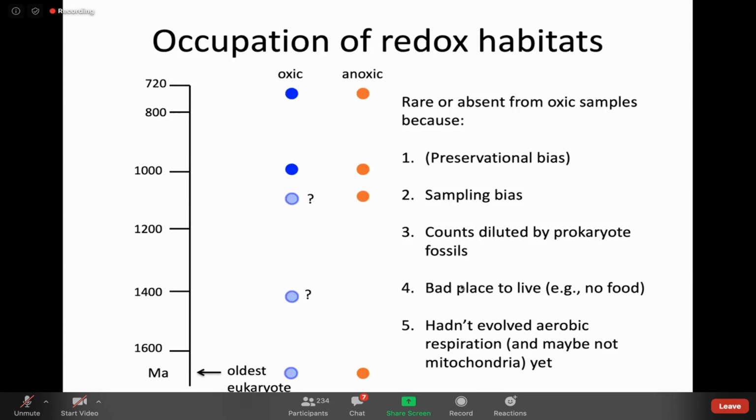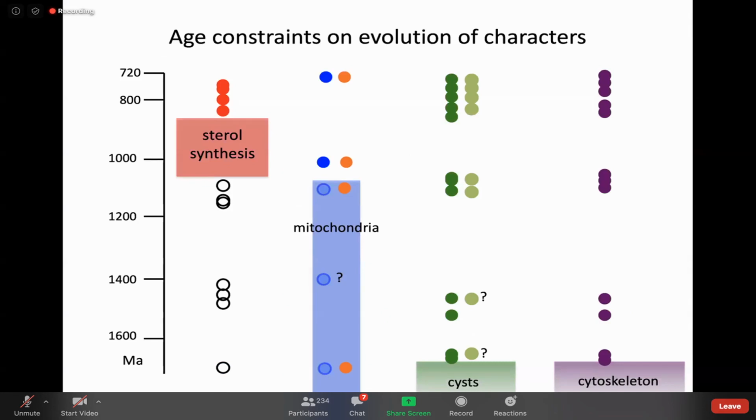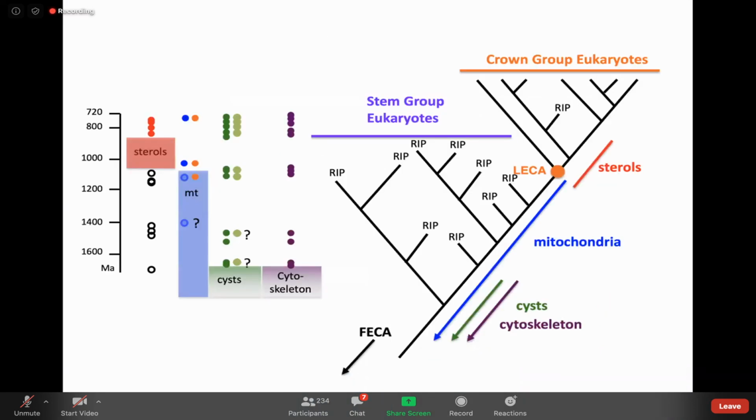But I want to suggest that we should at least consider the possibility that maybe during this time, 1600 up to even 1100 million years ago, eukaryotes had not yet evolved aerobic respiration. Maybe they hadn't yet acquired mitochondria. So I know I'm out of time. This is just summarizing the records of these four different characters, mapped onto a tree. In a lot of cases, we can only place minimum age constraints that suggest that the cytoskeleton is at least 1600 million years old. Mitochondria and aerobic respiration could have evolved as late as 1100. Sterols maybe appeared about 1100 million years ago.